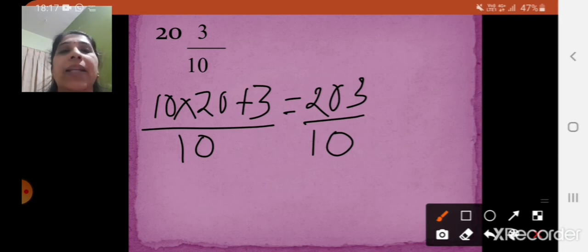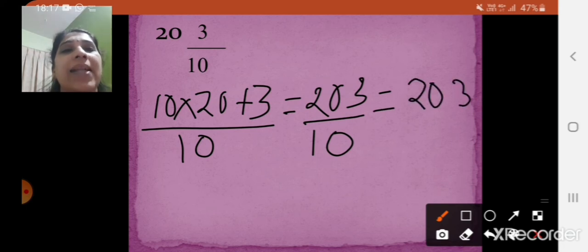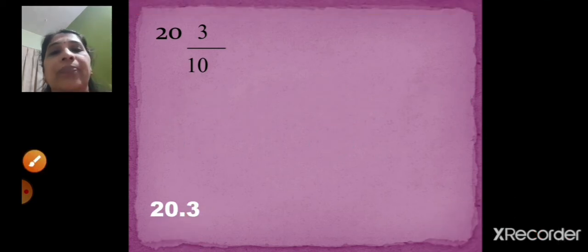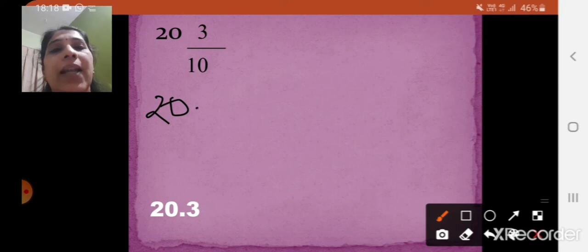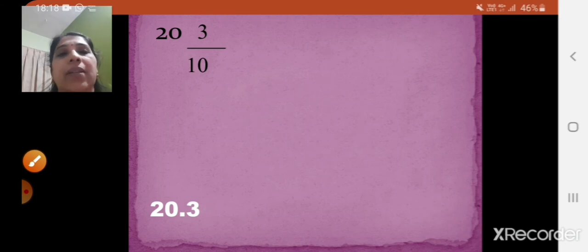Now in the denominator there is only 1 zero. So that means 1 decimal place. So what I will do, I will write 203, and starting from your right hand side, I will put 1 decimal place, right? So you get the answer as 20.3. Now the other way is what? Now you will write 20 as it is, right? And 3 upon 10 is there, right? So 1 decimal place, because 1 zero, so directly you will write 20.3, right? So the answer is 20.3.